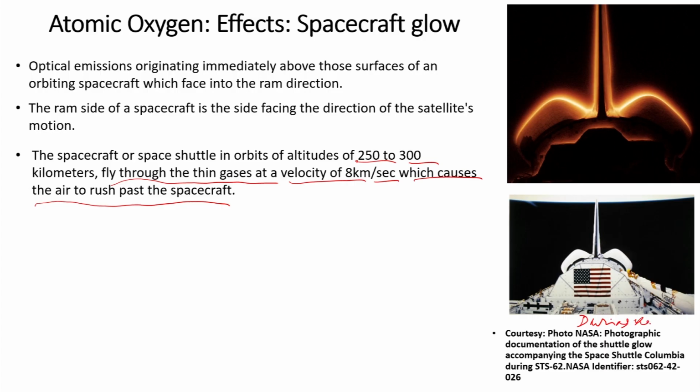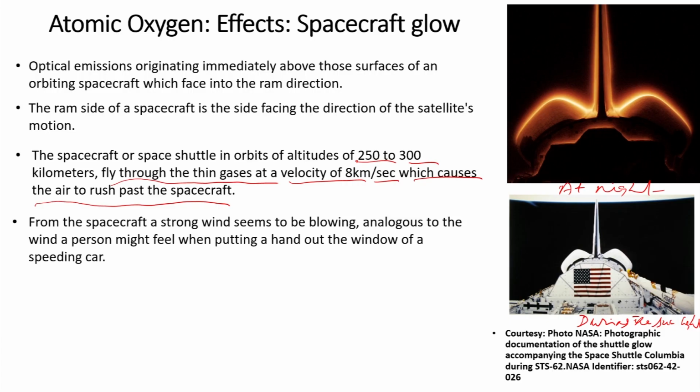This picture is during sunlight. This one is at night. If you compare these two, on the ram side of the spacecraft you can see some glowing. This is called the spacecraft glow.